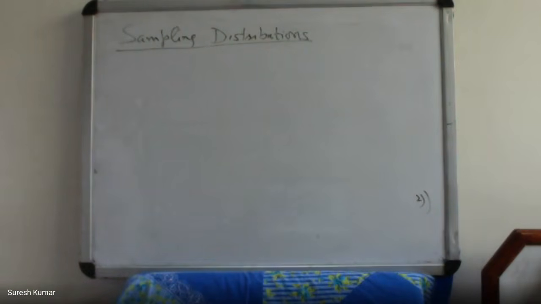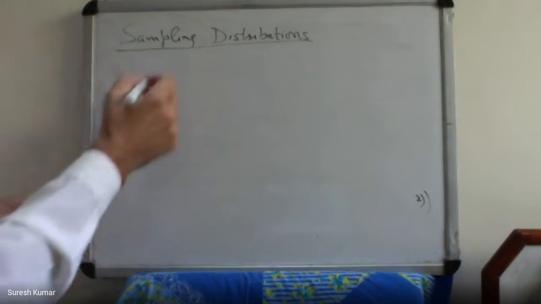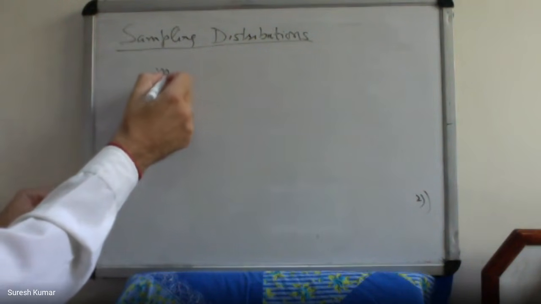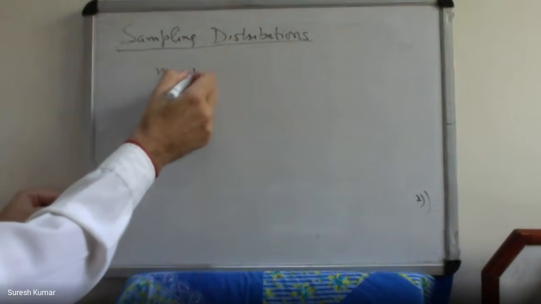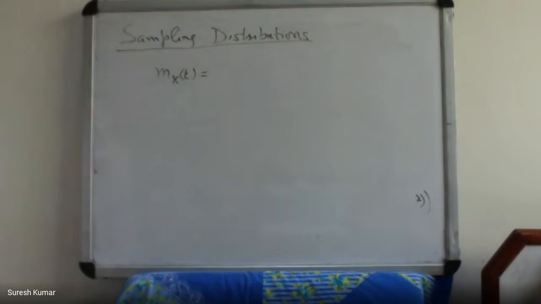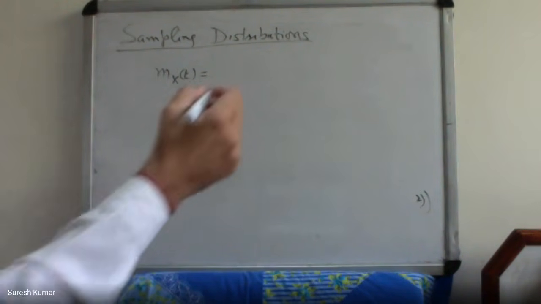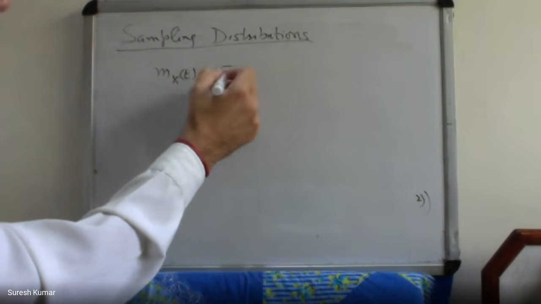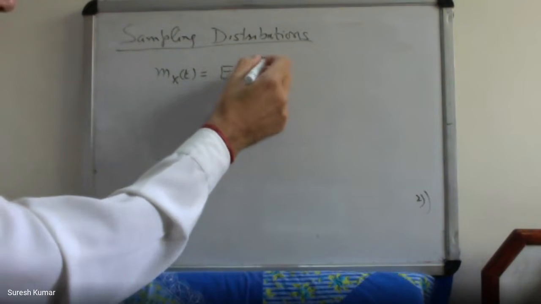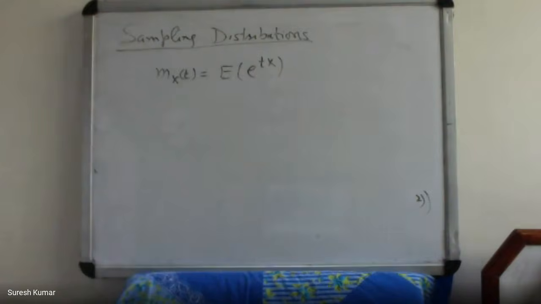Okay. So, before we learn about sampling distributions of different statistics, let's see some important results related to moment generating function. What is the moment generating function? Do you recall it? It's the expectation of e power tx. Moment generating function of a random variable x by definition is the expectation of e power tx.